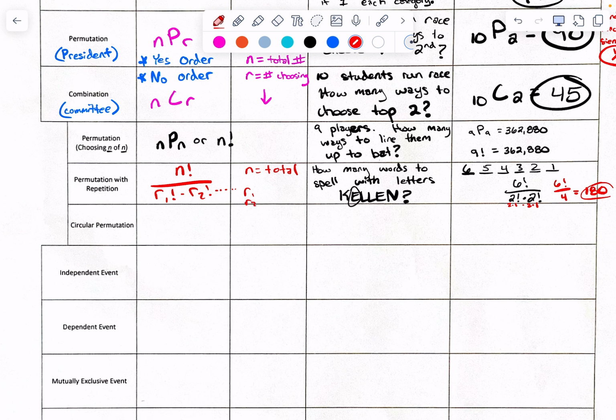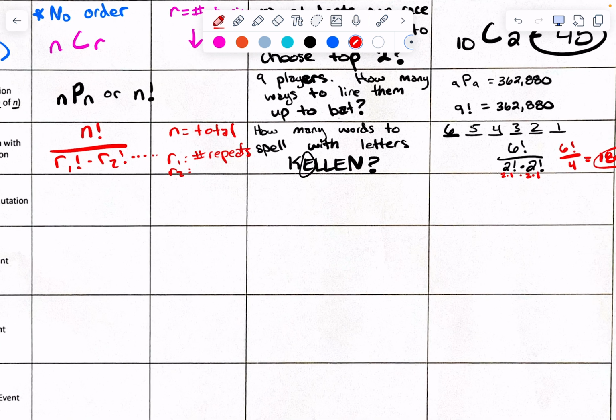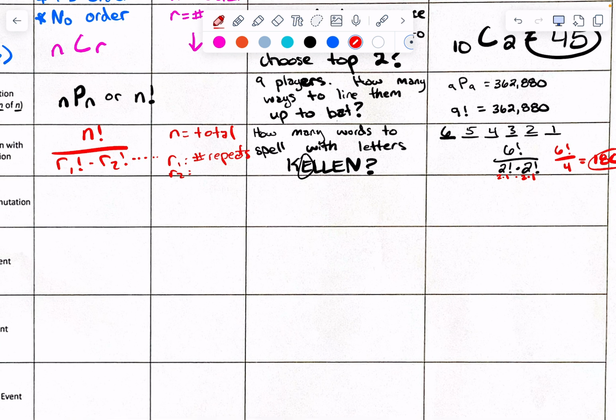R1, R2, and R3 are the number of repeats that each one has, right? Okay? That's how it works.